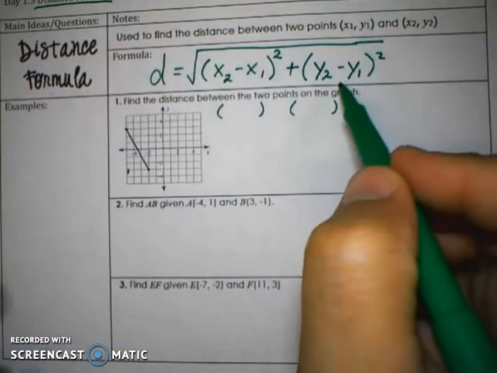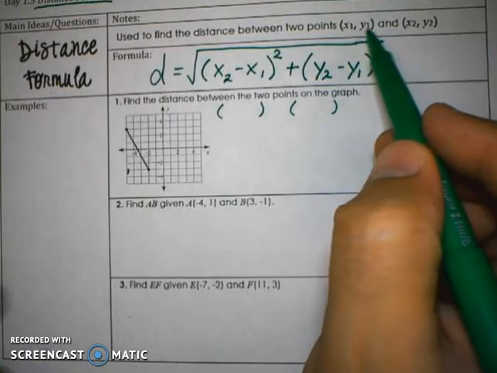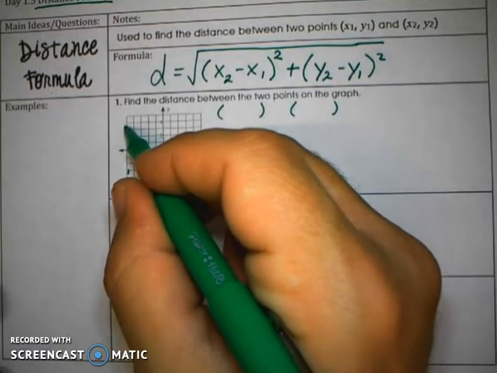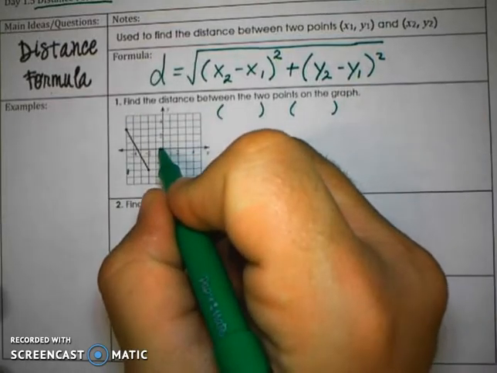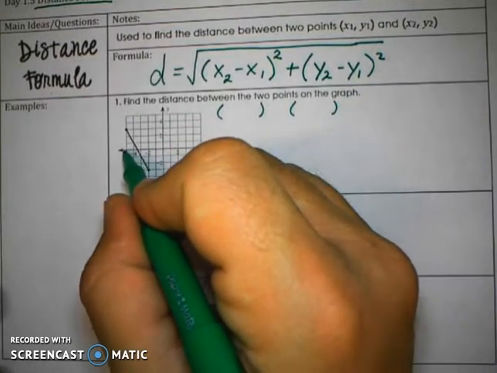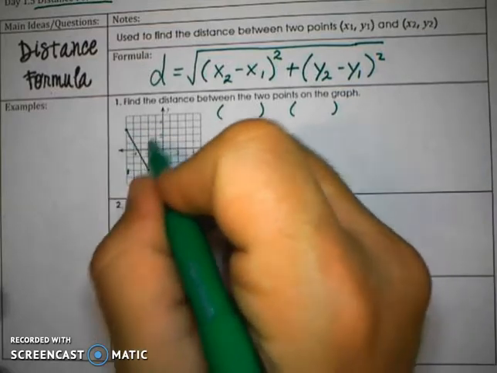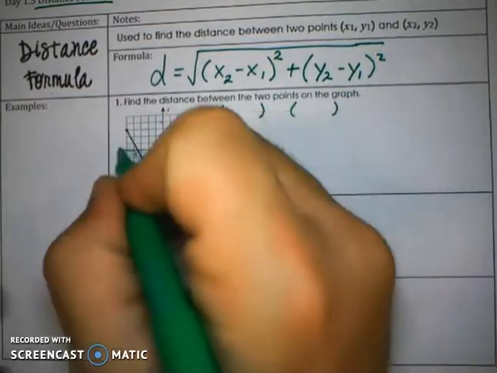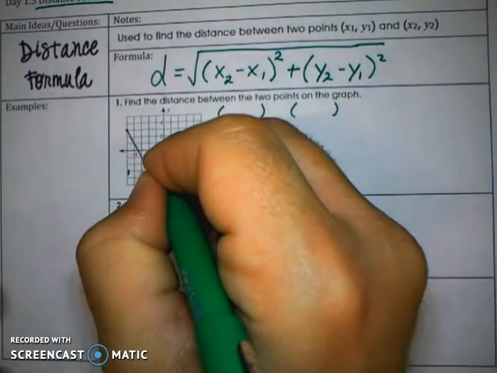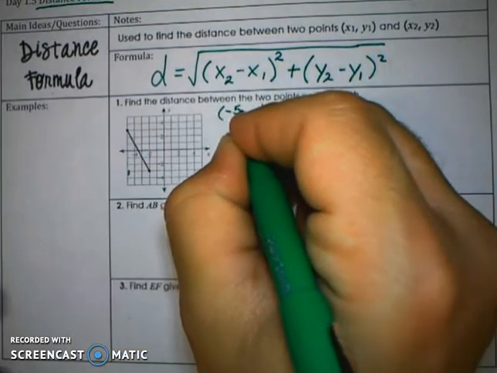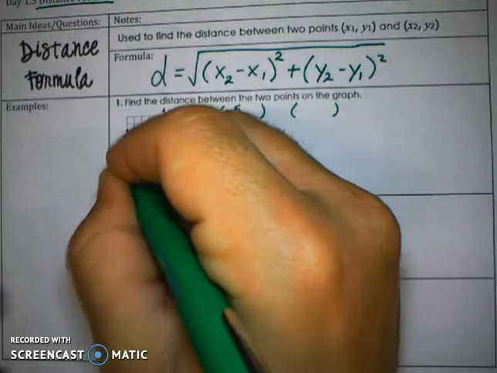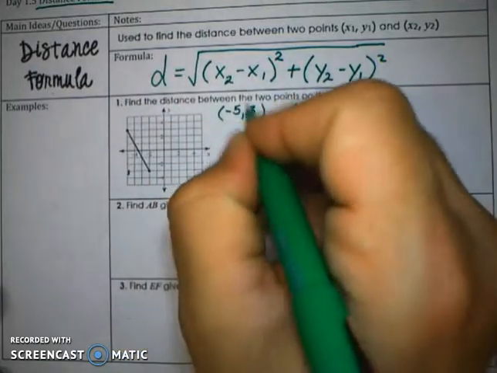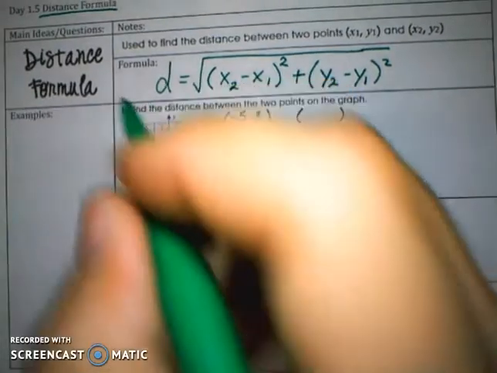So the first set of ordered pairs, x1 and y1, we're just going to pick one of the points to use. I'm going to use this one on the far left. That would be the point -5, 3. This is the negative side of the x-axis. The x-coordinate is the horizontal distance from 0. So that is -5. And then the vertical distance from 0 on the y-axis, or in the y direction, is 3. So that's our first point right there.